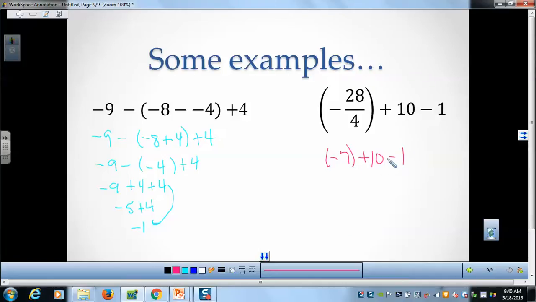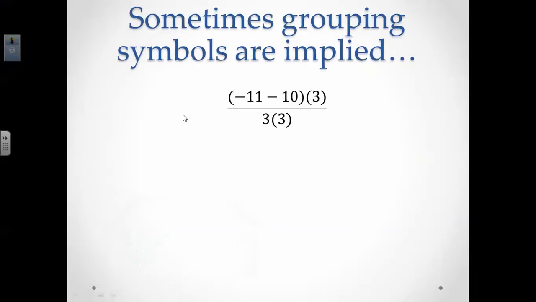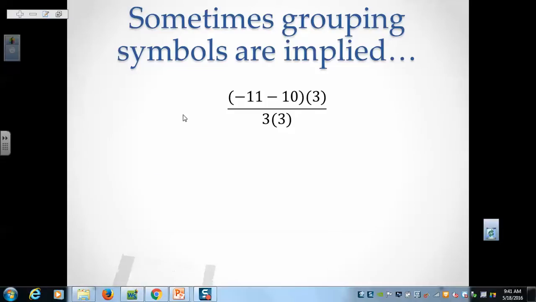Now, once again, all I have is addition and subtraction. So I can just work left to right. So negative 7 plus 10 would be 3. Bring down the minus 1, and 3 minus 1 is 2. All right, so just keep on rolling. Now, once again, let's look at this kind of rational fraction problem here and talk about what's happening.